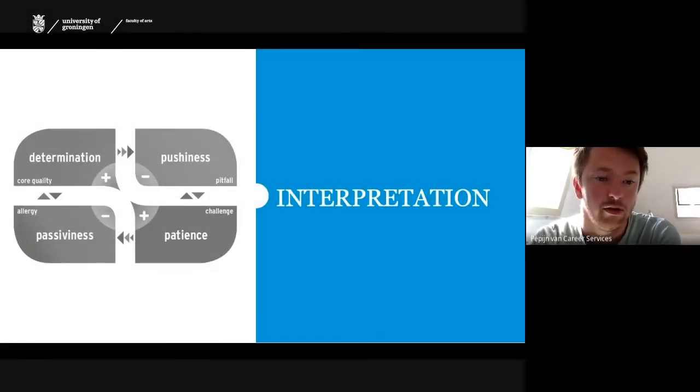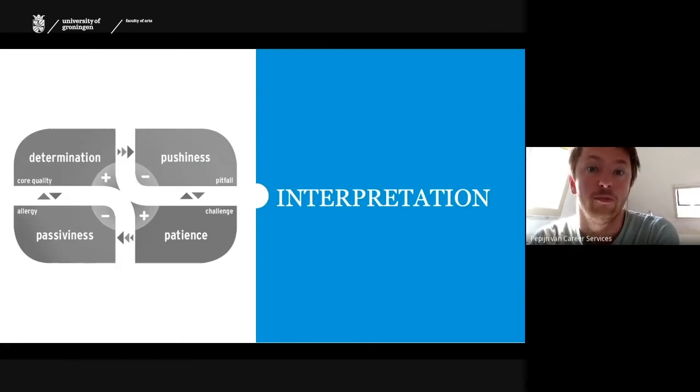So back to the core quadrant we had at the start. The quality is determination, the pitfall is pushiness, the challenge is patience, and the allergy is passiveness. Of course, determination could also lead to another pitfall, which in its turn leads to another challenge and another allergy. So it's a personal thing. It should support what you already know about yourself.